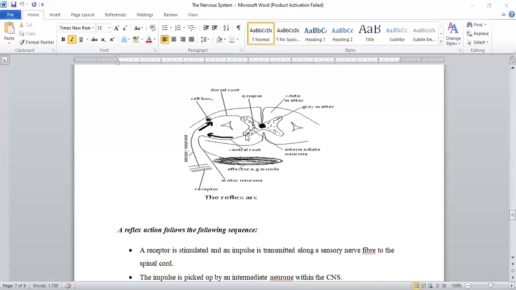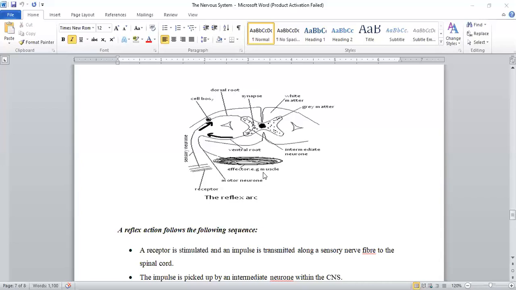Then the impulse is carried back. You see, it is coming to act. So in this case, we have two routes. We have the dorsal route, whereby the sensory impulse is being sent to the CNS. Then we have the ventral route, whereby the impulse is sent from the gray matter or the CNS to the effector organ. You see, now it is coming to act on the muscles, the effector organ. It is acting on the muscle, so that now your hand is able to bend.